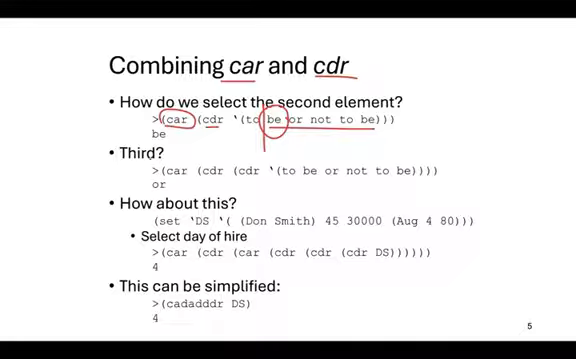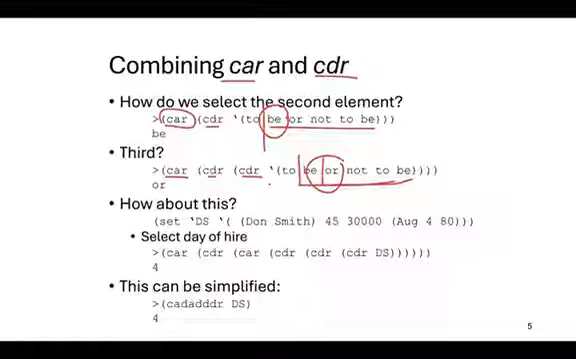How about if we want to get the third element? We're going to have the same operation. We do cdr the first time, which gives us be or not to be. Then we apply it the second time, which gives us or not to be. And then we apply car, which gives us the first element in that list, which is the or. So basically, applying cdr consecutively gives you the list, and car one time gives you the first element from that part of the list.